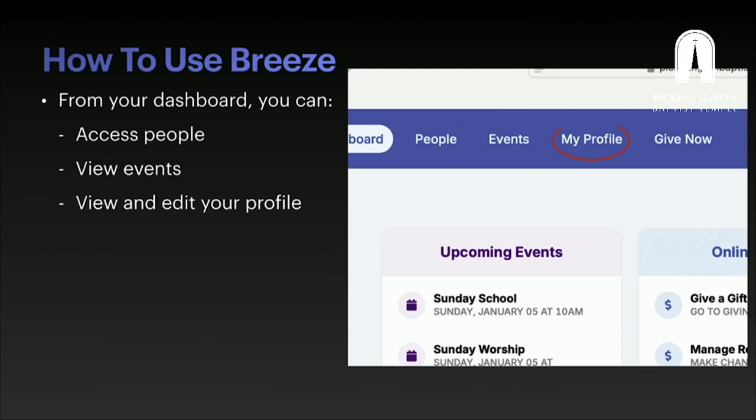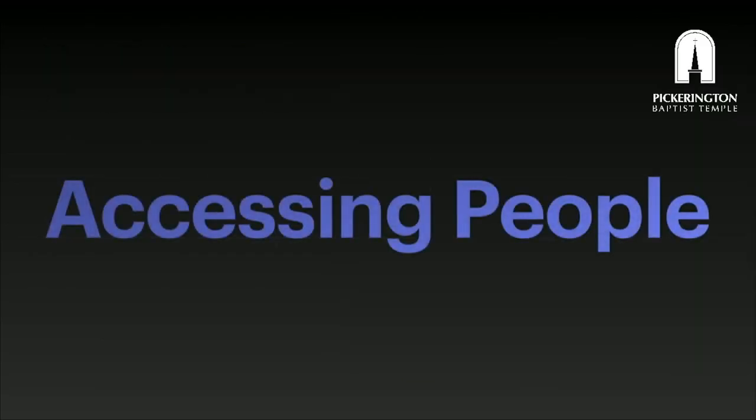Note that you can have access to your profile. You can edit. You can add things. You can take things away, whatever you want from there. And then you can give online. And so those are pretty much on your end of the deal what you can do with Breeze. There's a lot more things we can do on our end, but these are things that are accessible to you. So let's talk about all four of these in detail. Let's go in and look at them.